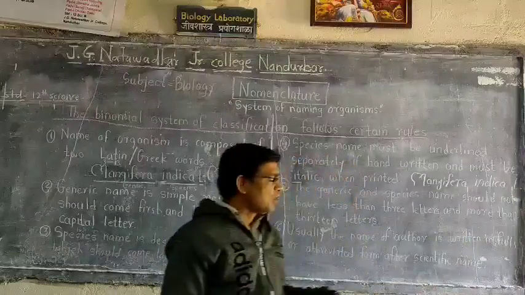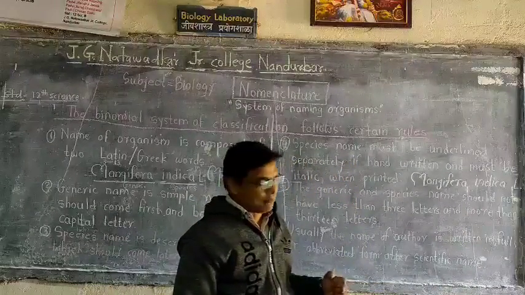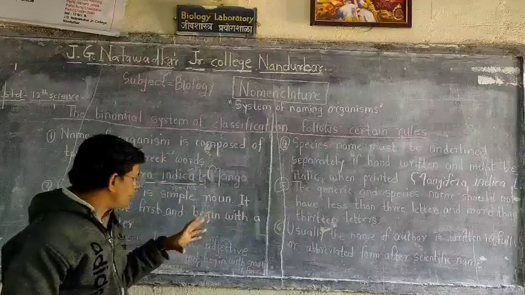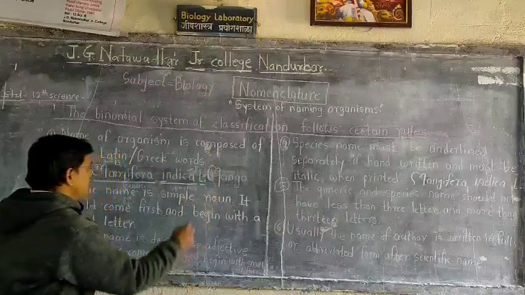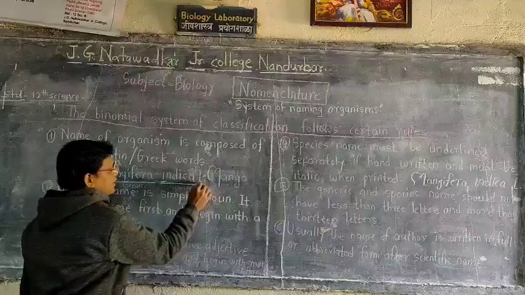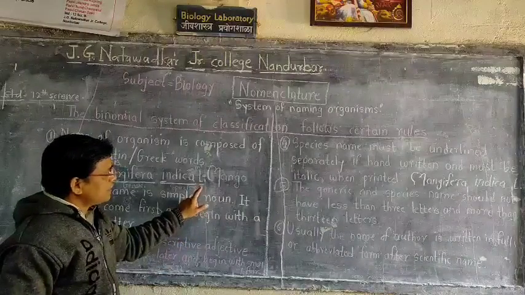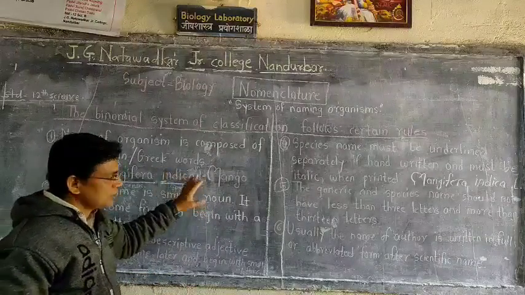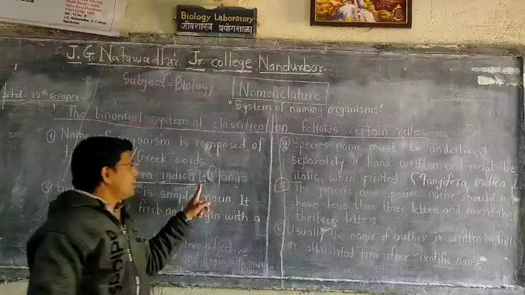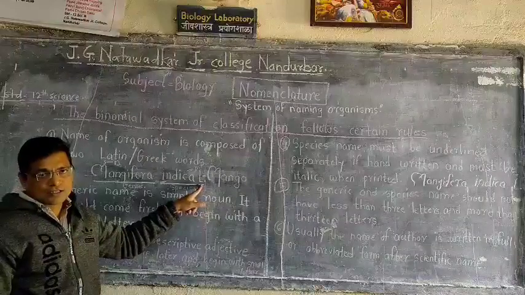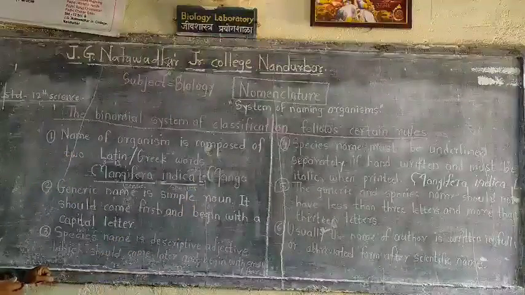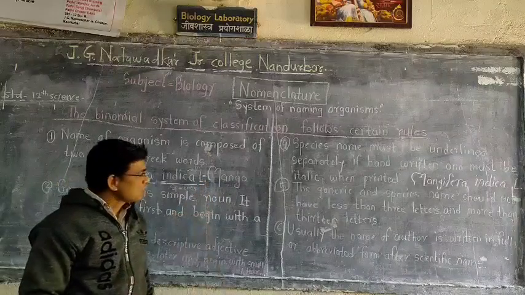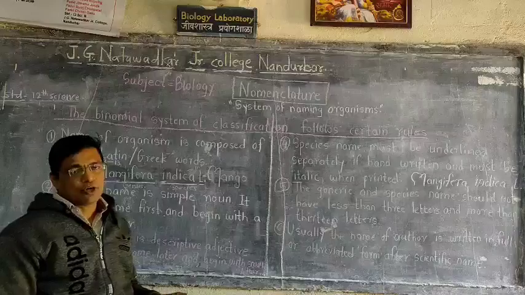The last point is that usually the name of the author is written in full or abbreviated form after the scientific name. The name of the author, the worker who discovered it, should be at the end, after the scientific name. Here the L is for Linnaeus, Carl Linnaeus, as we have already studied. Carl Linnaeus first used this binomial nomenclature. So it is Mangifera indica Linnaeus. Linnaeus is the name of that author. So these are the rules of giving a scientific name to a particular organism.